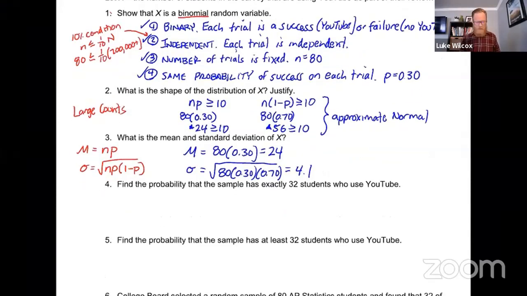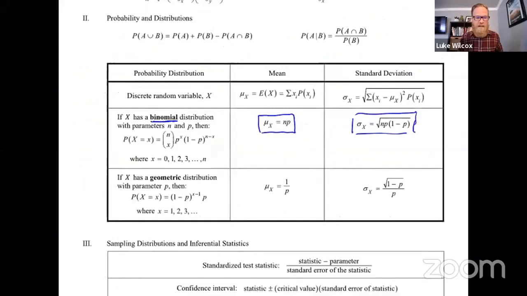All right, now let's move on to number 4, where we're going to do our first probability calculation here. It says find the probability that the sample has exactly 32 students who use YouTube. Well, once again, I'm going to take you back to this formula sheet here because it has something that's very useful to us, and that's the probability of getting a certain number of successes. So we need this big crazy formula that you see right here.